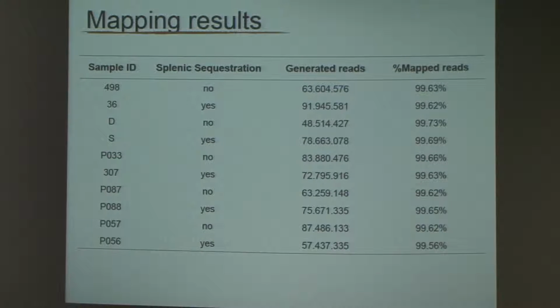So the first result was about the mapping. Almost all of the reads were mapped, with 99% mapping. And here we have the sibling pairs, so this one does not have splenic sequestration, and this one has splenic sequestration. So far, so good. And all these reads had a mapping quality of more than 30, about 35.